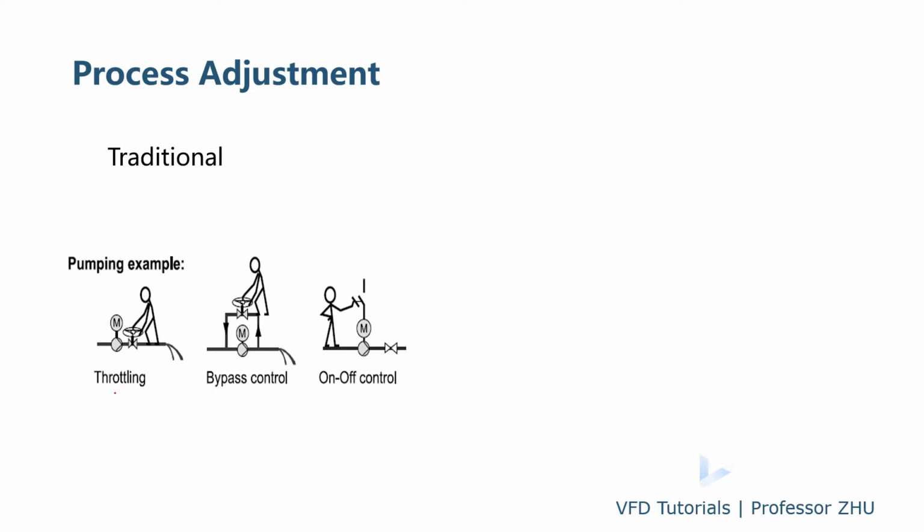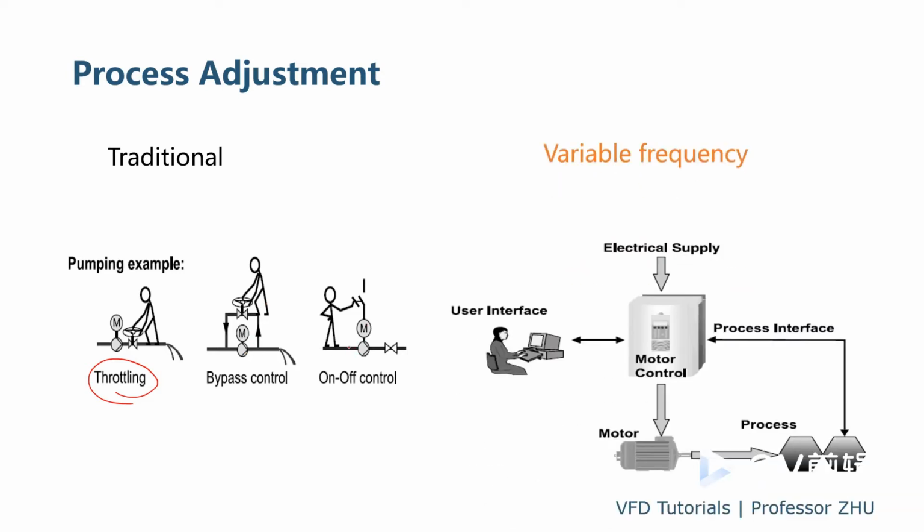The first way is throttling. You change the angle of the throttle. The second one is bypass control. And also you can have on and off control. And if we use the drive, then you have a much easier way. Because before you use the drive, the speed of the motor is fixed. Now you can adjust the speed of the motor by the drive to adjust the flow.